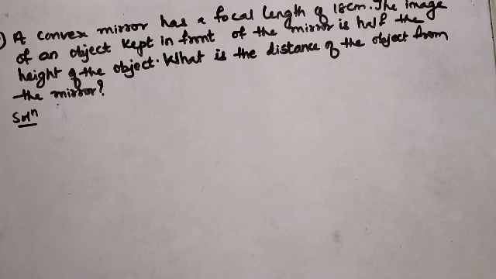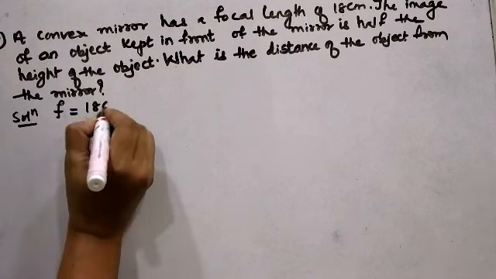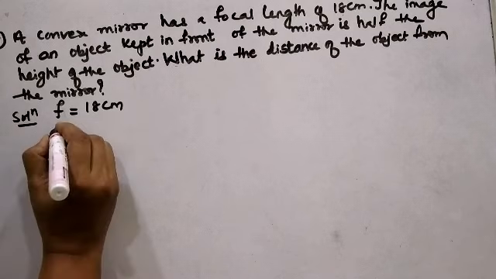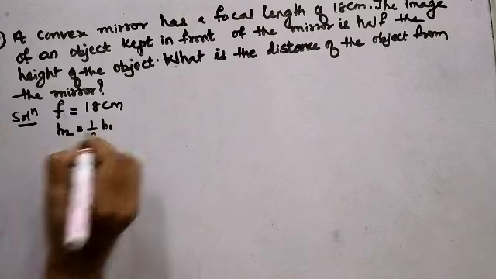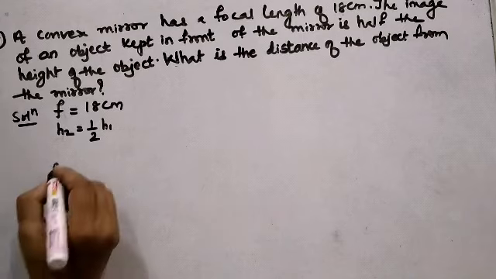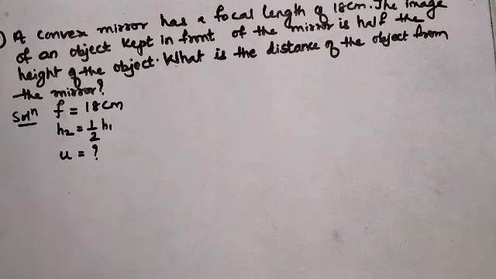Sum number 9. A convex mirror has a focal length of 18 centimeter. Focal length of convex mirror is always positive. So f is equal to 18 centimeter. The image of an object which is kept in front of the mirror is half the height of the object. That means the height of the image is half the height of the object. That is h2 is equal to half of h1. What is the distance of the object from the mirror? That is, we have to find out object distance u.